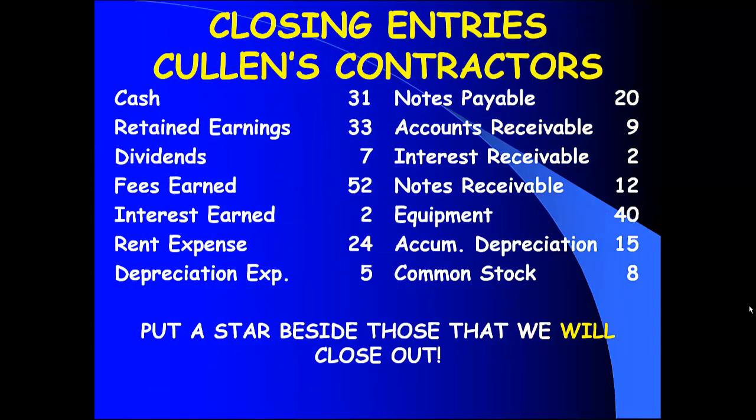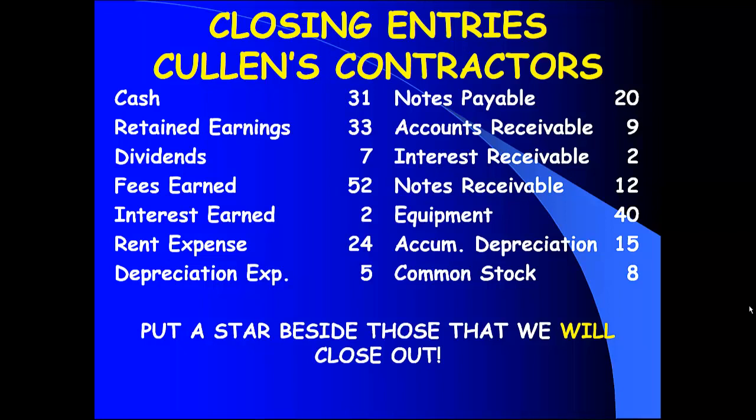Let's do an example of closing entries. I've given you a list of accounts here. Let's look and see which ones we will close out. Well, we will not close out cash because it's an asset. We will not close out retained earnings. We're not going out of business. We will close out my dividends in my second closing entry. We will close out fees earned and interest earned.